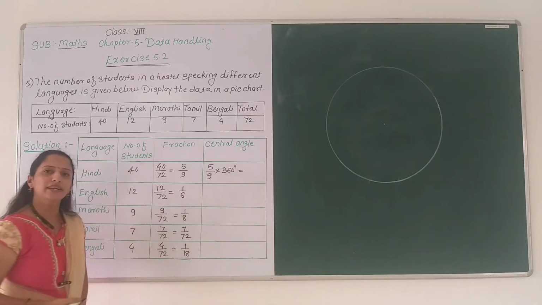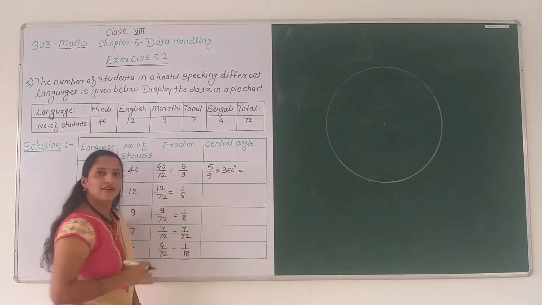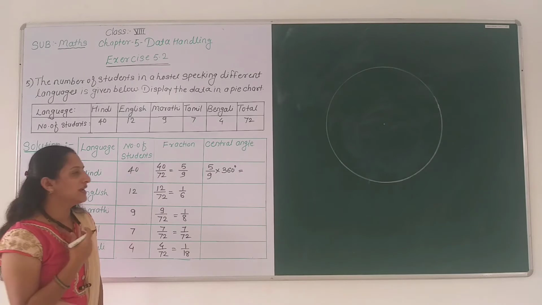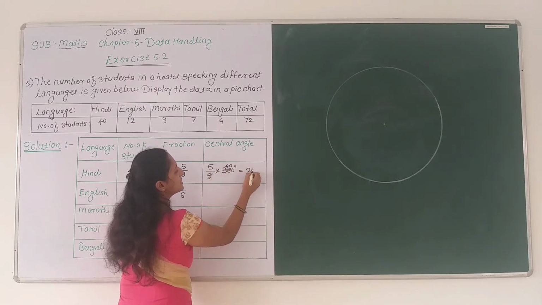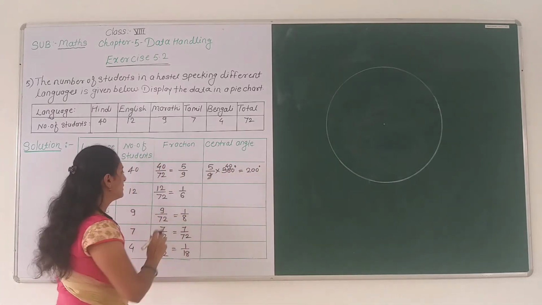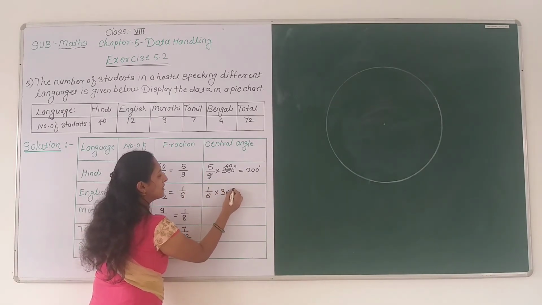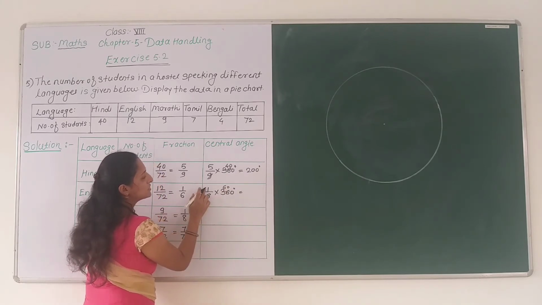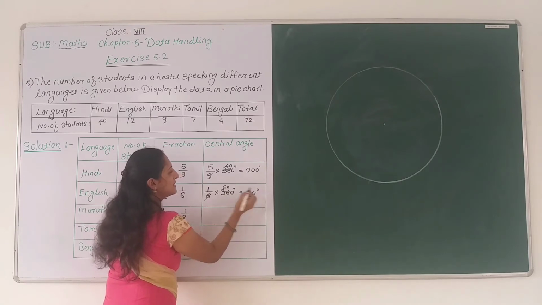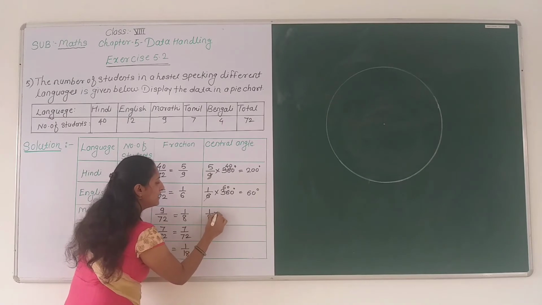5 upon 9 into 360 degrees. So we get the degree measure for this fraction. Here 9 fours are 36, that is 40, and 5 into 40 is 200 degrees. Right. Now 1 upon 6 into 360 degrees. 6 sixes are 36 and this is 0, so 1 into 60 is 60 degrees. After that, 1 upon 8 into 360.